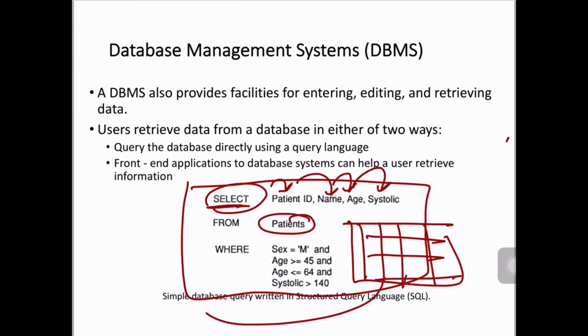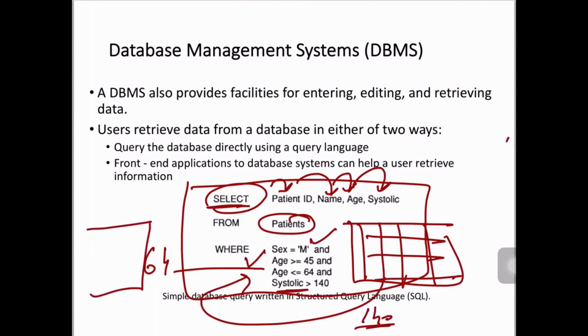Then we are saying, show us the patients where the sex is male, and their age is greater than or equal to 45 and less than or equal to 64. Also their systolic is greater than 140, and based on these filters, it will give us the list of the patients. Now you see how this language helps us filter down our search.